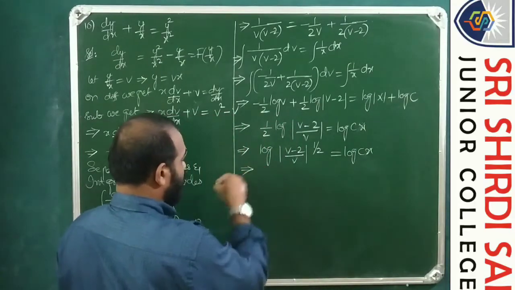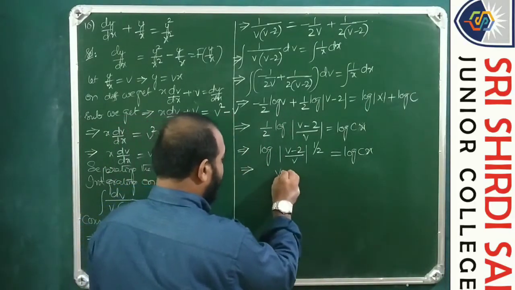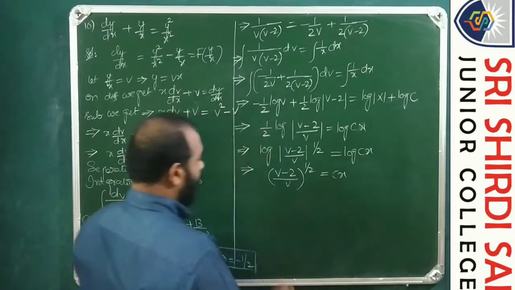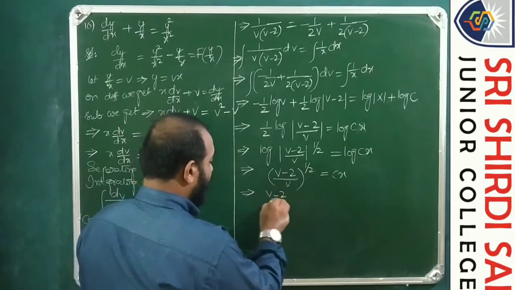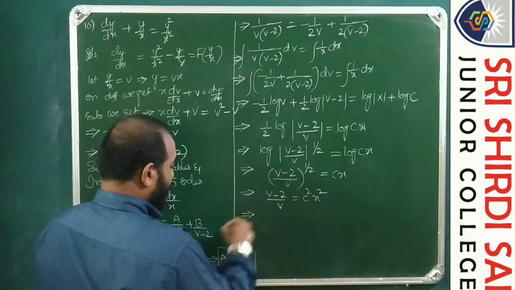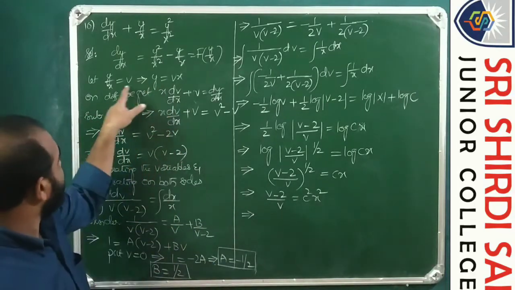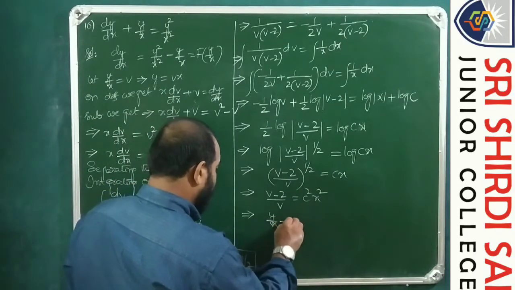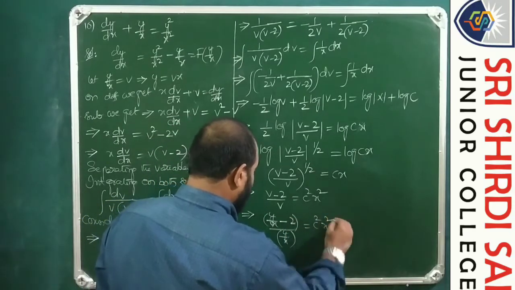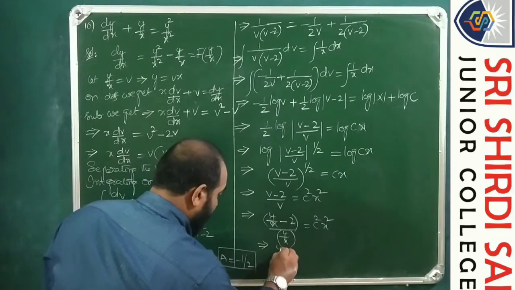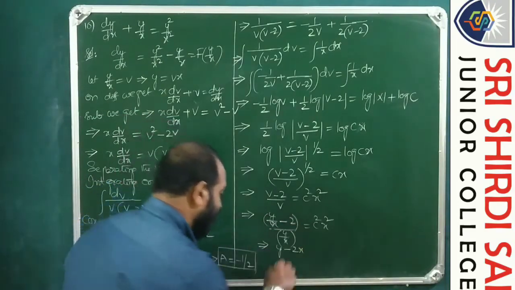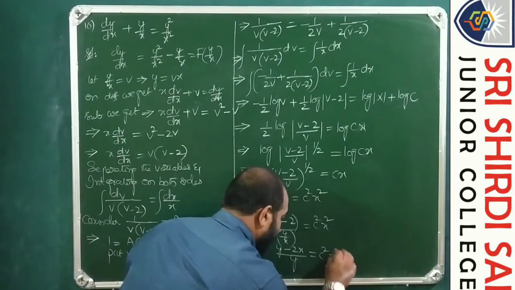Now if you remove log on both sides, this is what we are getting: V minus 2 by V whole power 1 by 2 is equals to CX. Squaring on both sides, we will be getting V minus 2 by V is equals to C square X square. V value is Y by X. So this is Y by X minus 2 by Y by X is equals to C square X square. This is equals to Y minus 2X by X by Y by X. X gets cancelled by Y is equals to C square X square.